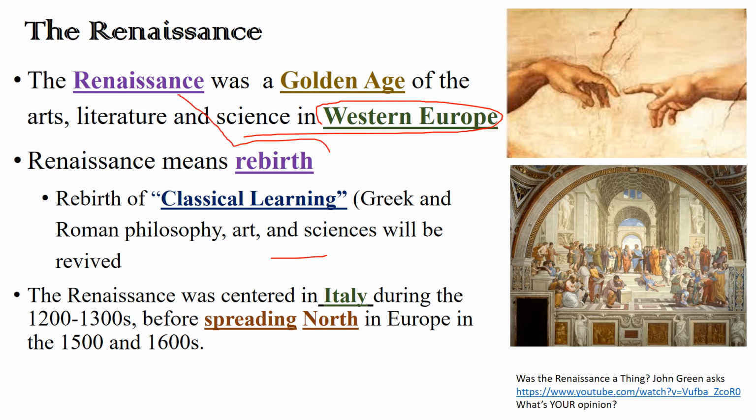Renaissance as a term means rebirth. What is it a rebirth of? Well, many historians say it's a rebirth of classical learning, that Greek and Roman philosophy, art, and sciences are going to be revived in Europe after the period we call the Dark Ages or the early Middle Ages. The Renaissance was initially centered in Italy, but it spread eventually to the north in Europe in the 1500s and 1600s, and its legacy can be seen throughout museums and artworks and concepts that we have as part of a Western tradition, just as much as Christianity or just as much as other elements of what we consider Western civilizations.